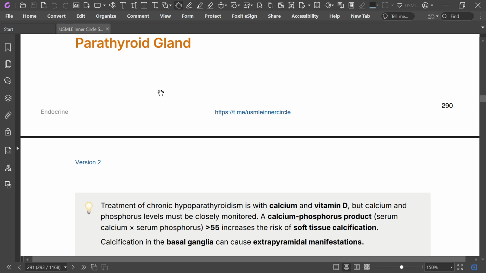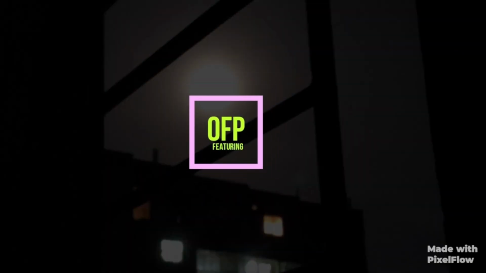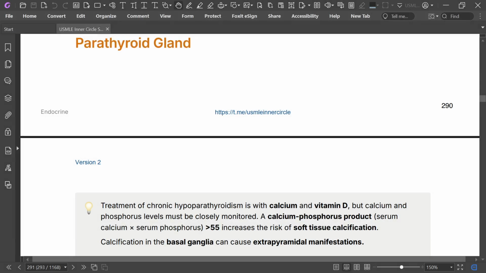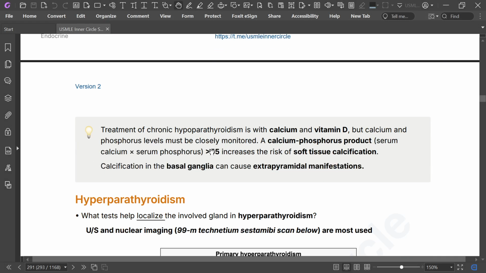Here I will discuss the USMLE inner circle notes and start with my intro, where you will hear a heart sound, or where you will hear a sound. Can you tell me the name of this sound? Okay. Parathyroid gland.